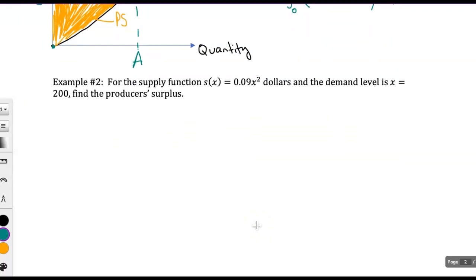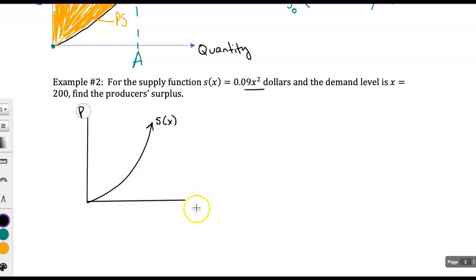It says for the supply function, S of x equals 0.09x squared dollars, and the demand level is x equals 200, find the producer surplus. So we can think about this. This is a parabola. It doesn't really matter, I'm just drawing it so you have some idea of what's going on. If you want to just memorize the formulas, you don't have to draw this out. But if I have an upward sloping parabola, this is S of x, this is price, and this is quantity.